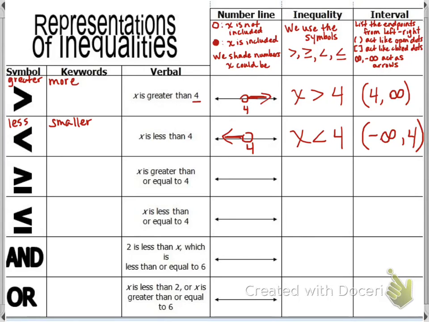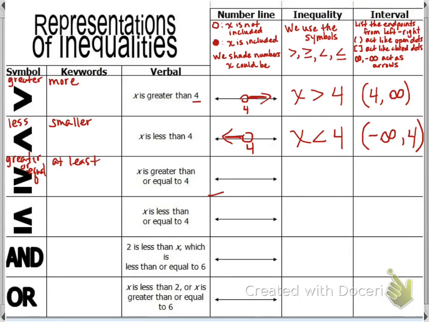Next we have greater than or equal to. So now we can be greater than something, or we can also equal it. The key word I'm going to start you with is "at least." If I say you have to read for at least 30 minutes, that means you can read for 30 minutes or longer. So that's greater than or equal to. Verbally, x is greater than or equal to 4.